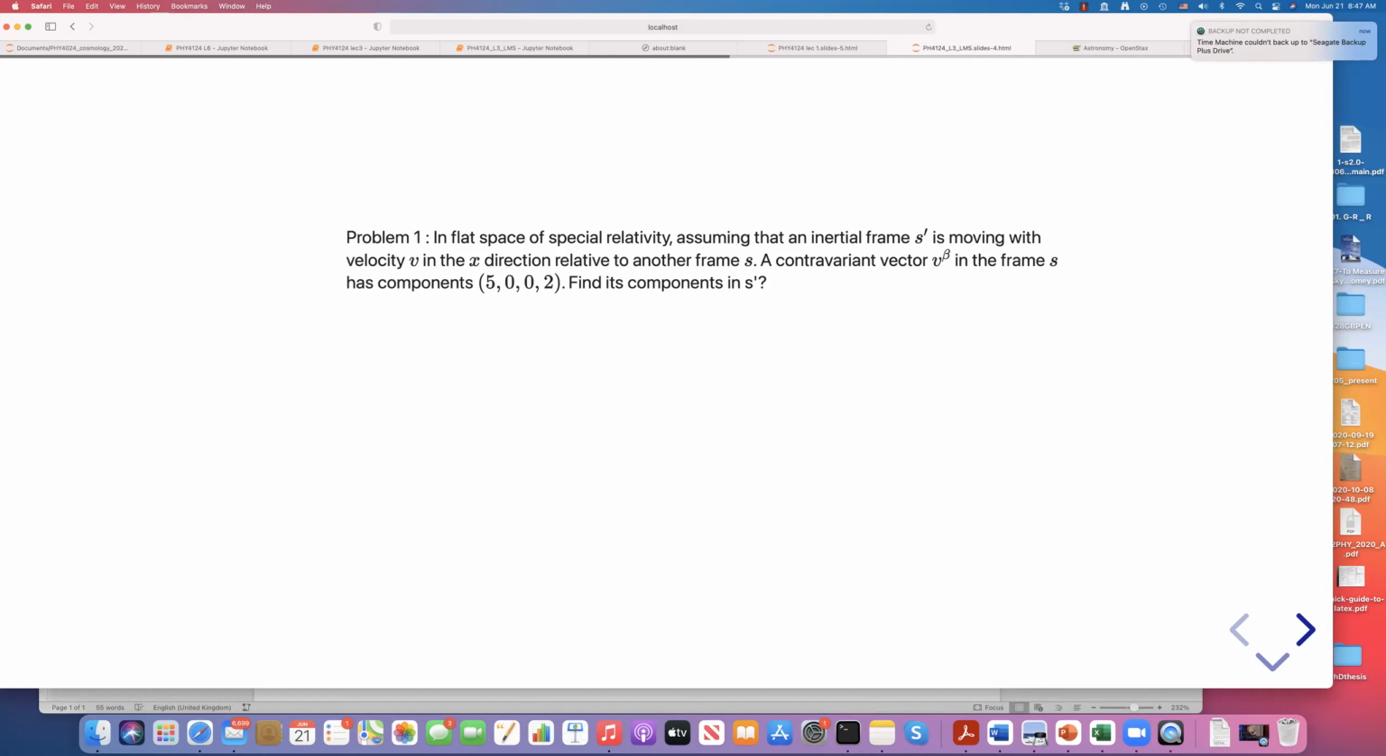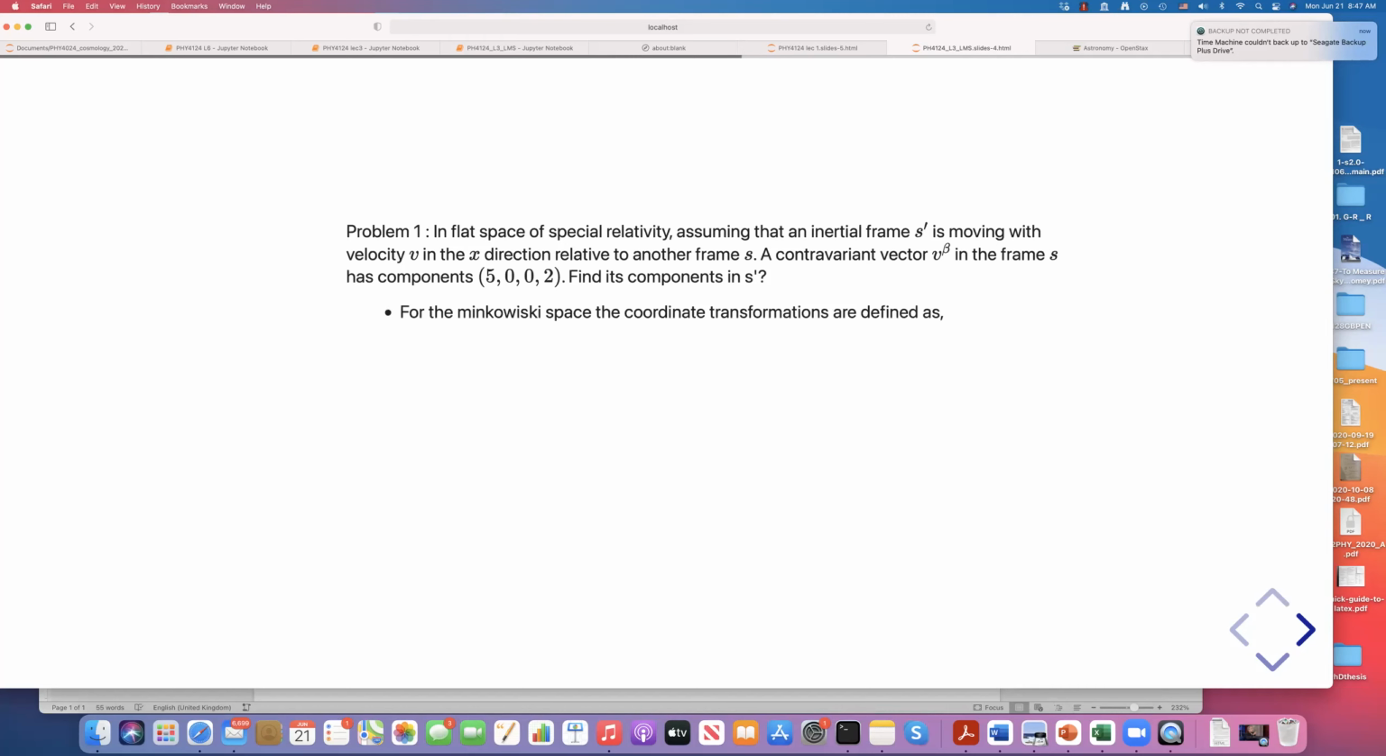Basically, you need to do a small coordinate transformation, right? So I have given some additional information here. For the Minkowski space, the coordinate transformations are defined as these usual equations that you probably have learned in special theory of relativity, because Minkowski space is a flat space which has these coordinate transformations. So use that and use this information.